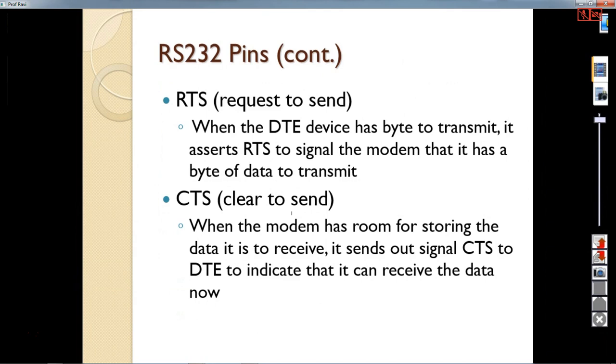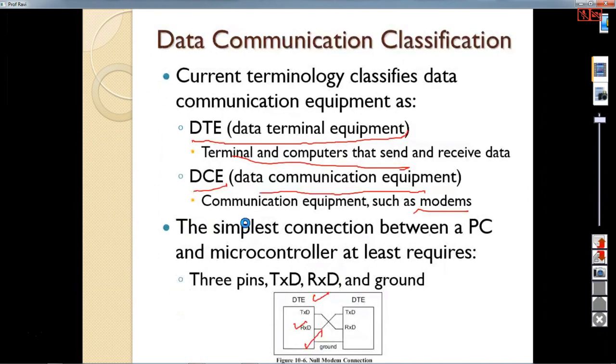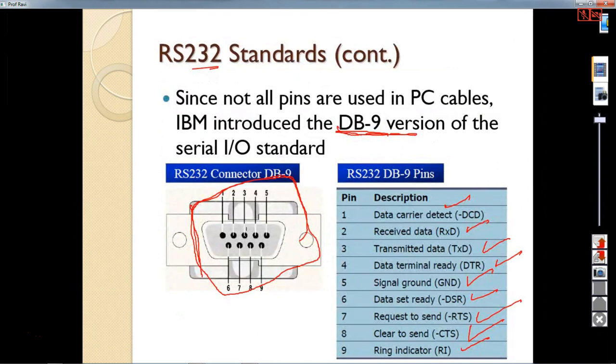And the RS-232 pins, that is RTS, request to send. When the DTE device has a byte to transmit, it asserts RTS to signal the modem that it has a byte of data to transmit. And CTS stands for clear to send. So these are the pins we are trying to see of a DB9 RS232.